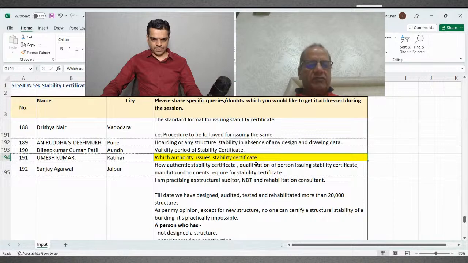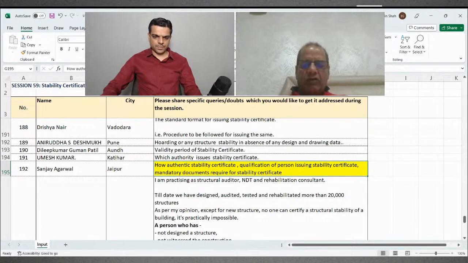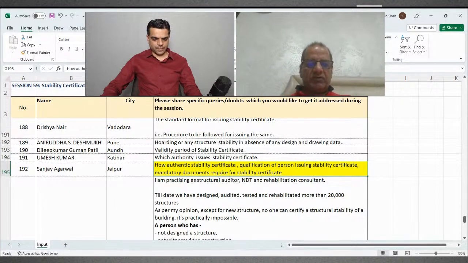How authentic is the stability certificate, what is the qualification of the person issuing it, and what mandatory documents are required for the stability certificate? I could not understand what the question is, but how authentic the stability certificate is, it's all very well documented and defined in the NBC. Follow that.